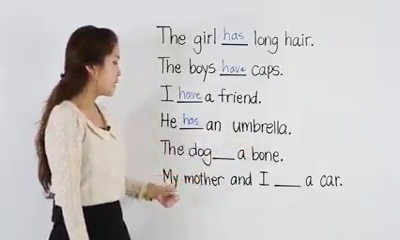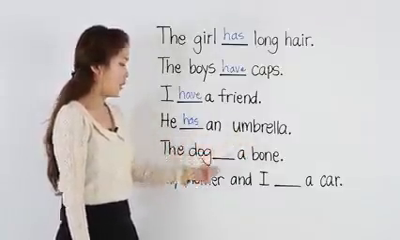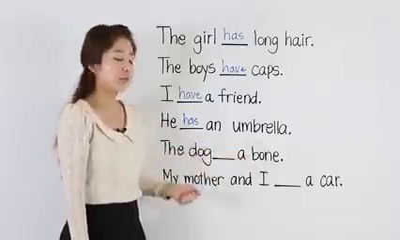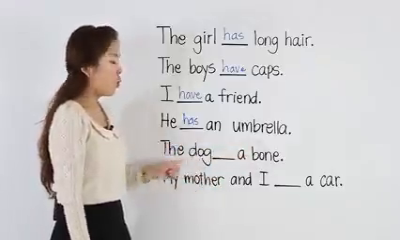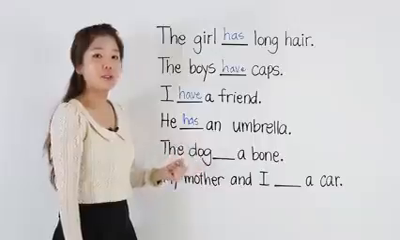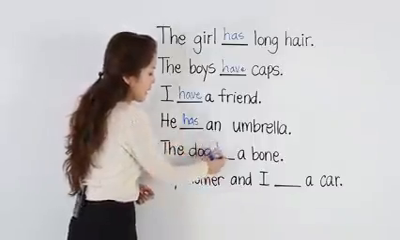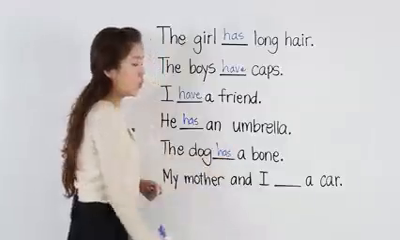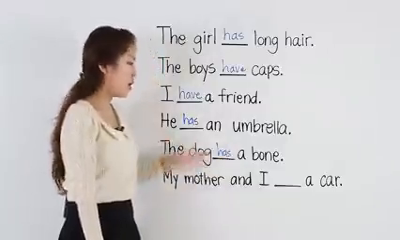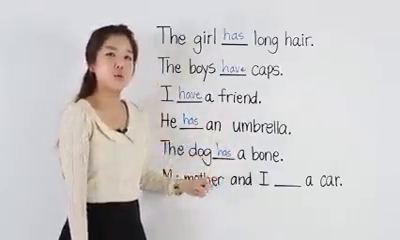Okay, the next one says the dog blank a bone. The dog. What do we use for animals? It. It has a bone, or the dog has a bone.